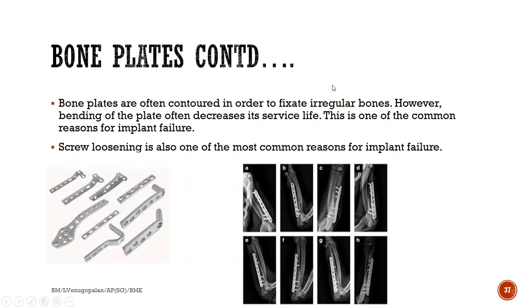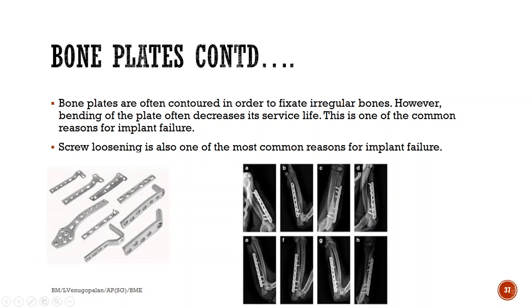However, too much bending of the plate is also not advisable because that would decrease the service life of it, which is one of the reasons for implant failure. Screw loosening is also another reason for implant failure, because bone plates cannot be glued to the bone, right? They need to be screwed into the bone, and often the screws loosen over a period of time, either because of wear or because of physiological reasons. That would also result in implant failure.